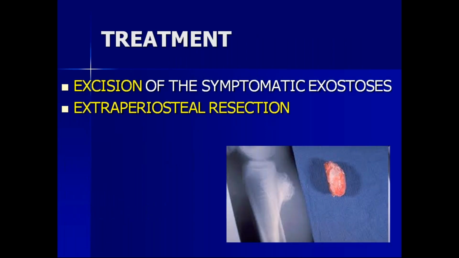See here, you can see an upper tibial osteochondroma. We have to excise the exostosis. Extraperiosteal resection is the treatment.